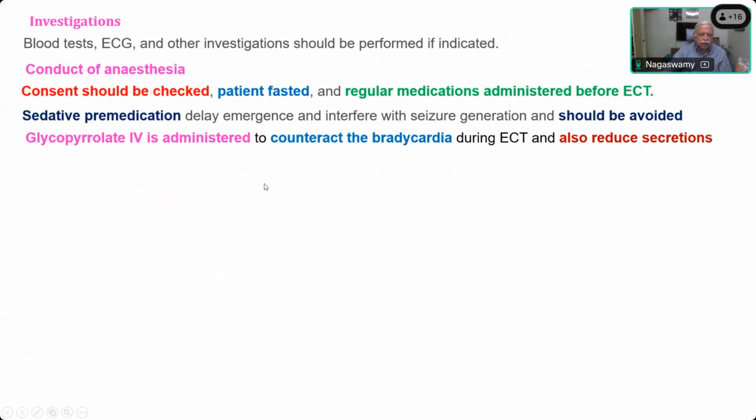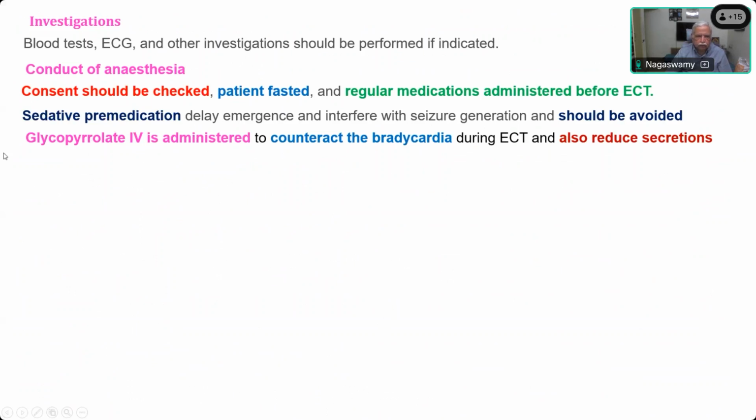Usually, ECT has a biphasic response. Initially, it produces a predominant parasympathetic response, which causes bradycardia. And secondarily, after that, it produces a sympathetic stimulus a little later, which causes tachycardia and hypertension. So during the initial parasympathetic response, the patient may have severe bradycardia and sometimes even cardiac arrest can happen. So it is always better to give glycopyrrolate. Atropine is preferably avoided because it crosses the blood-brain barrier.